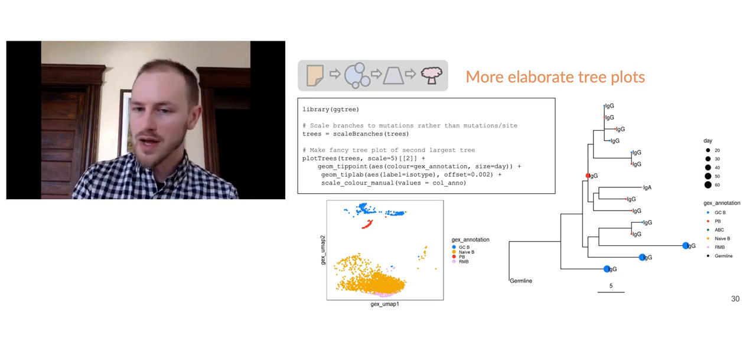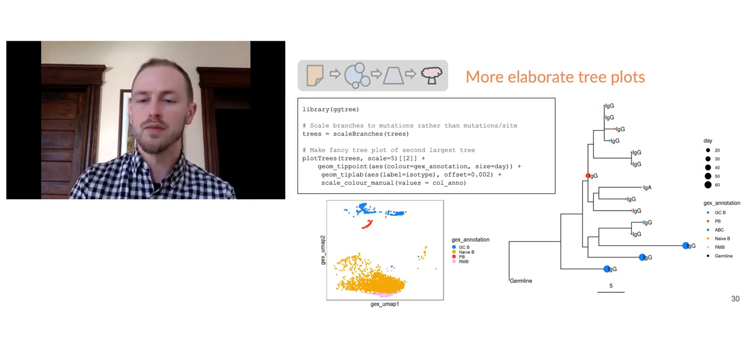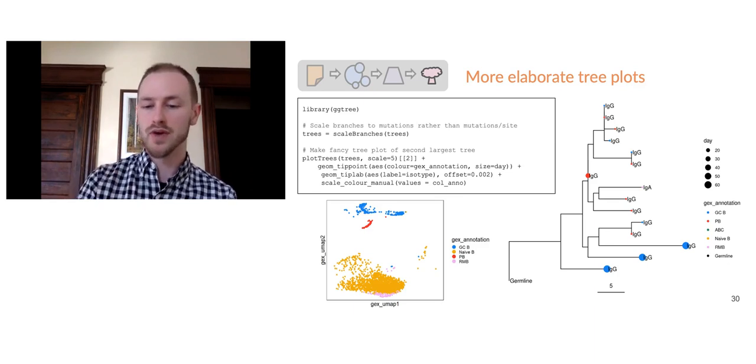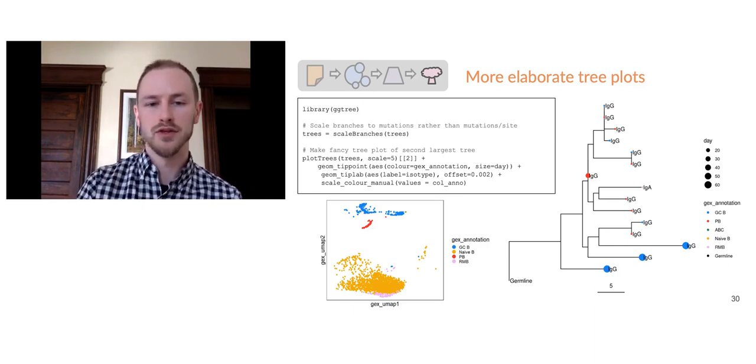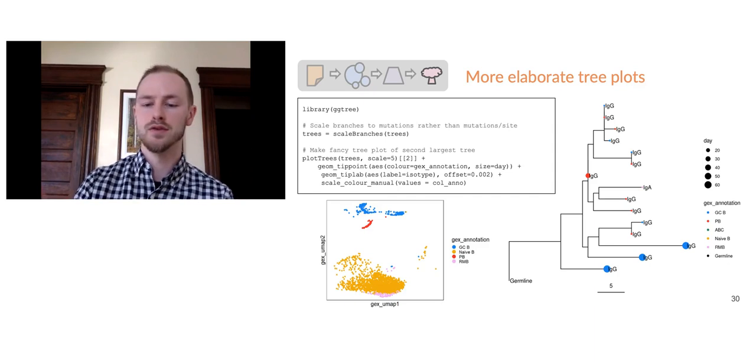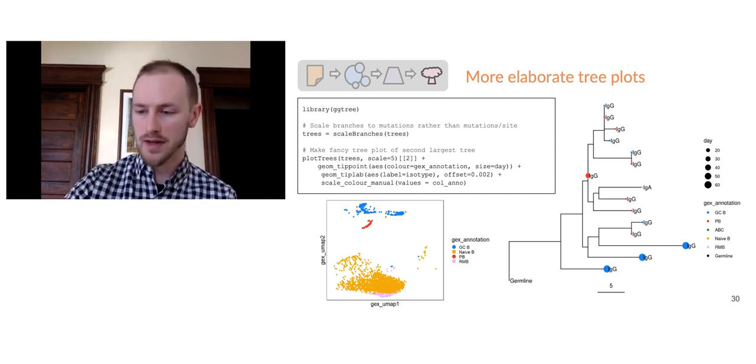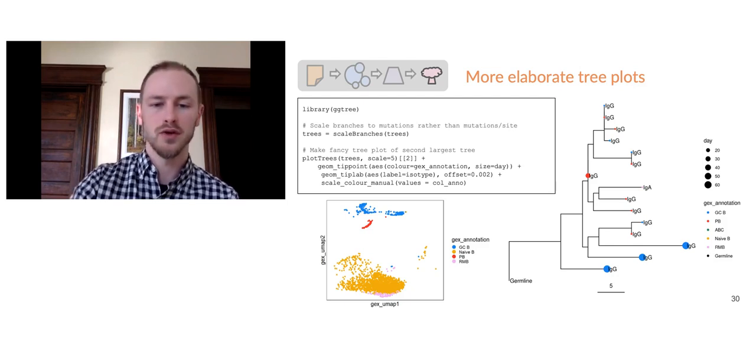You can really plot basically any kind of information that you can associate with a cell on the tips of the tree. It's just important that when you're formatting your clone objects, you specify that you want to store those columns within the clone objects.